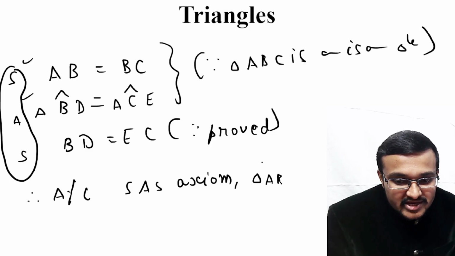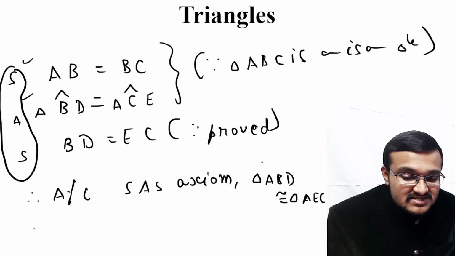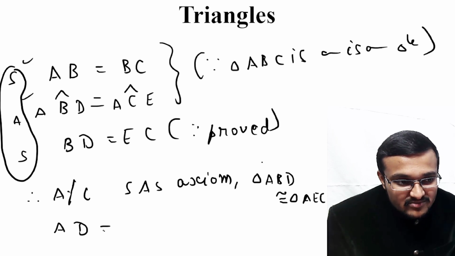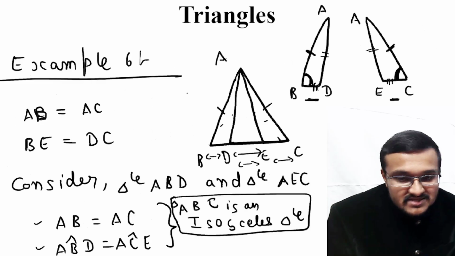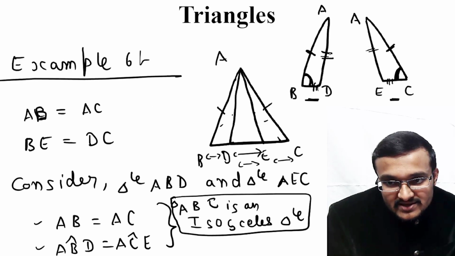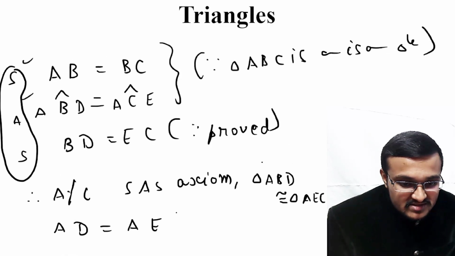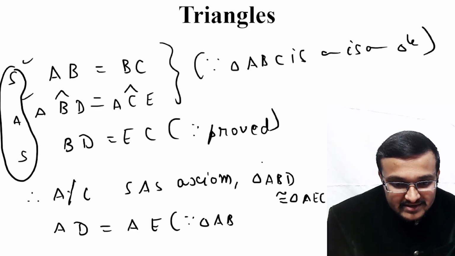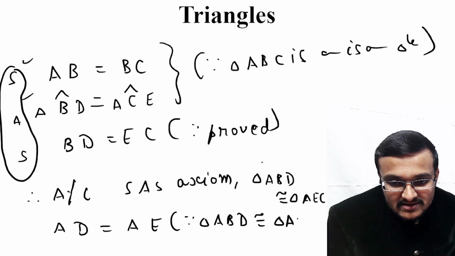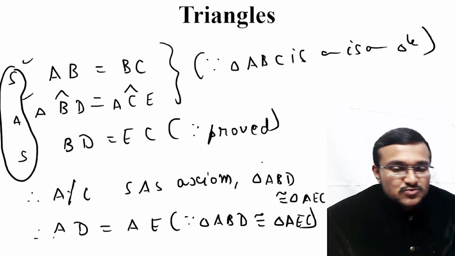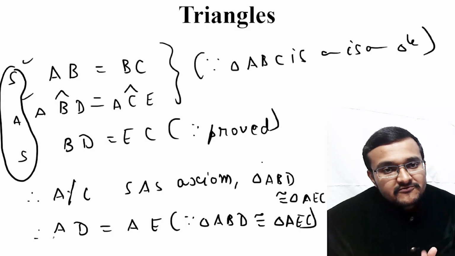triangle ABD is congruent with triangle AEC. Because triangle ABD is congruent with triangle AEC, AD will be equal to AE. That is, this particular side AD will become equal to this particular side AE. So AD is equal to AE. This is what they have asked in example 6, and we have proved that.